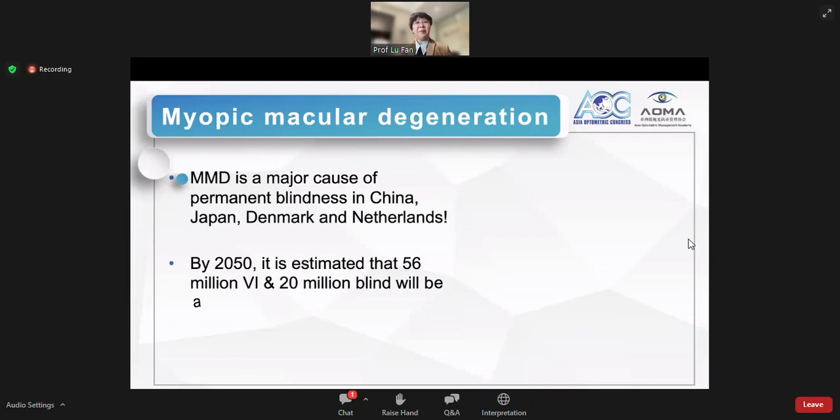MMD, myopic macular degeneration, is one of the final severe situations after pathological myopia. The document organized here offers the predicted rising number of myopic macular degeneration. Based on the data, it is predicted there will be 56 million vision impairments and 20 million blind associated with MMD by 2050. So we have to do something to slow it down or stop.